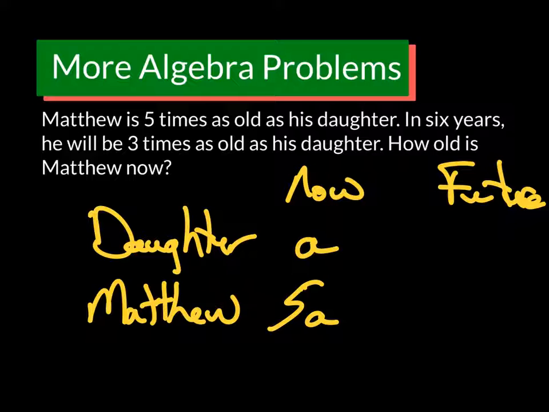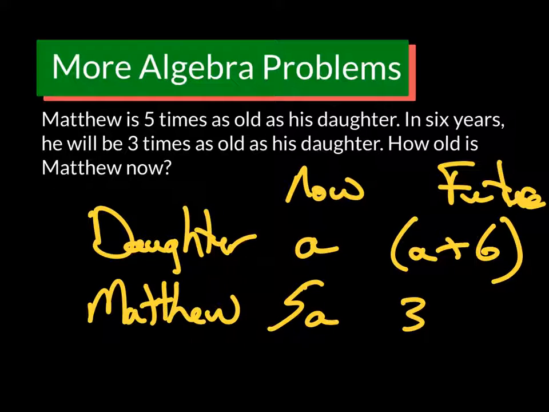6 years in the future, we don't know the daughter's age either, but we can figure out that it will be the age she is now, plus 6 years. We don't know how old Matthew will be either, but we do know that then he will be 3 times her age. And if her age will be A plus 6, then he will be 3 times (A plus 6).